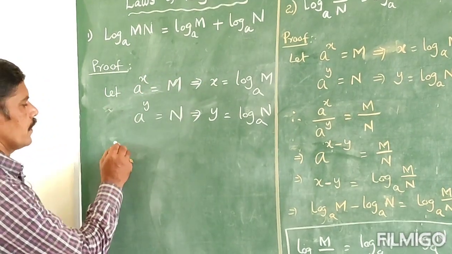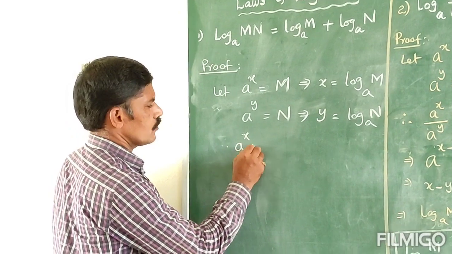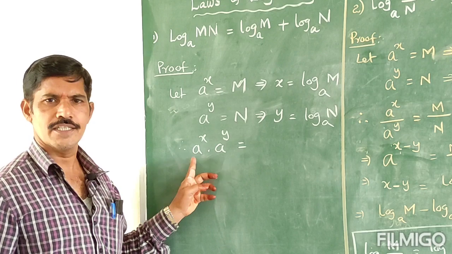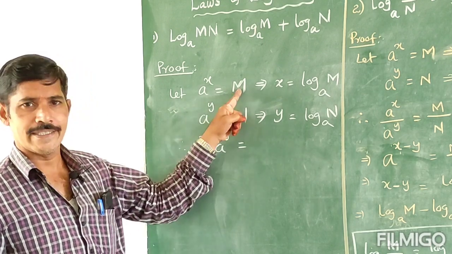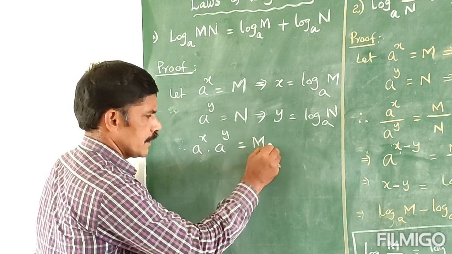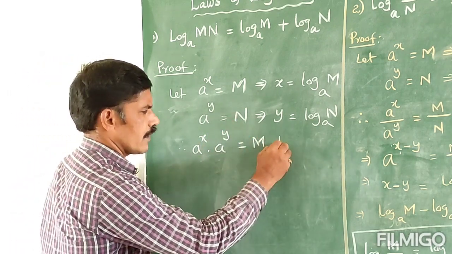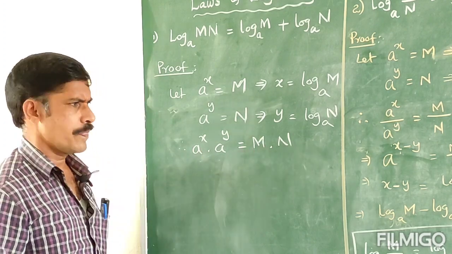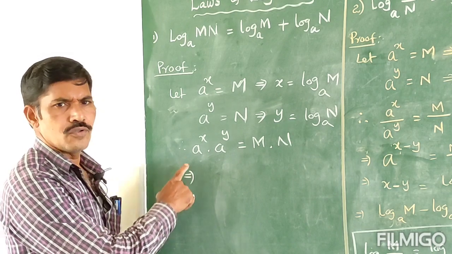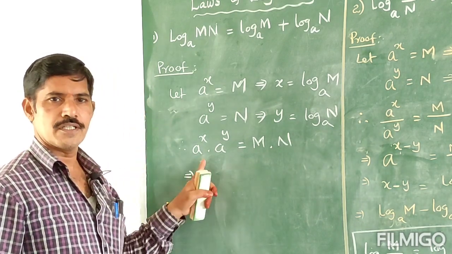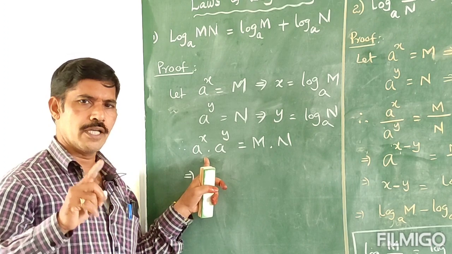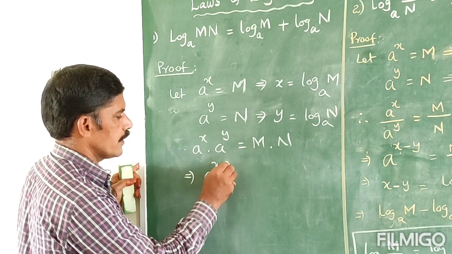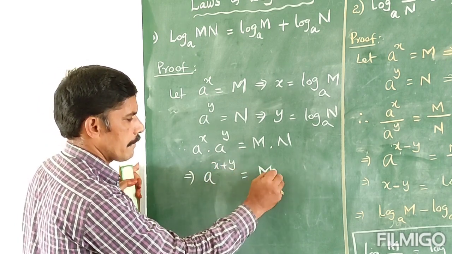Now come back. Take the product a power x into a power y. What is a power x? It is m. And what is a power y? It is n. So a power x into a power y is equal to m into n. You can simplify it. From the laws of exponents, a power m into a power n is equal to a power m plus n. Using that law, you can rewrite it as a to the power of x plus y is equal to mn.